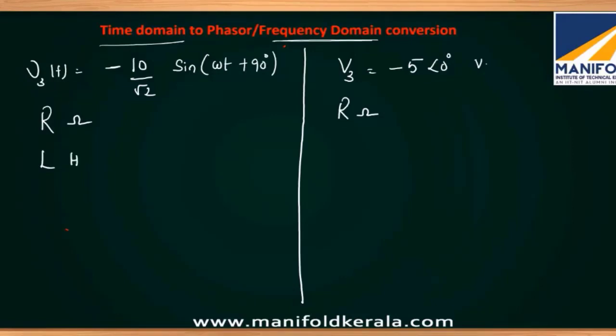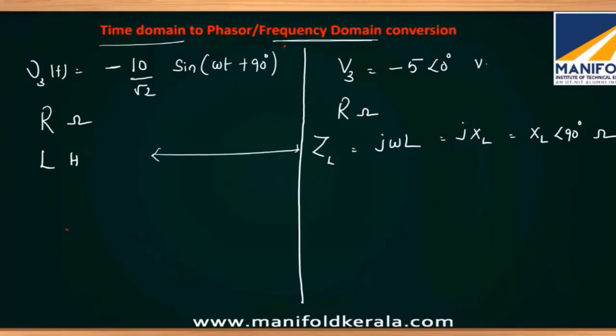L Henry, inductance will become how much? The inductive impedance will become j omega L, that is jXL. Understand? In this form, you can write it as XL at an angle 90 degrees, so many ohm. Inductance will take the form of j omega L.